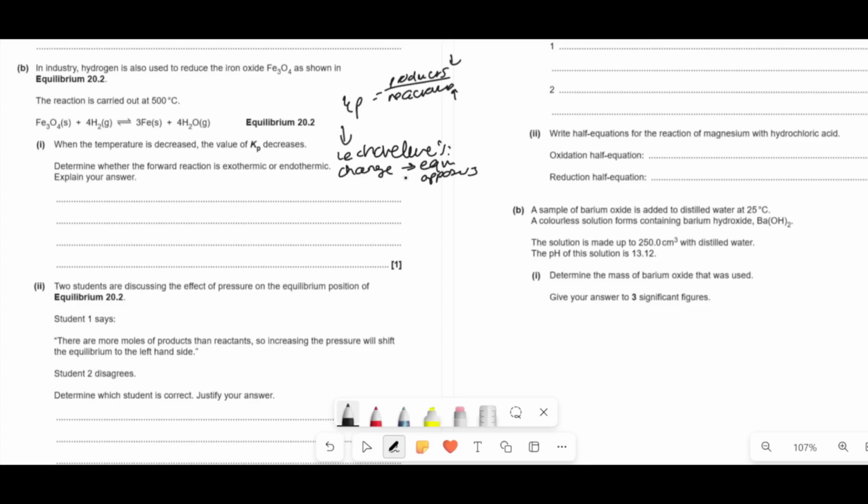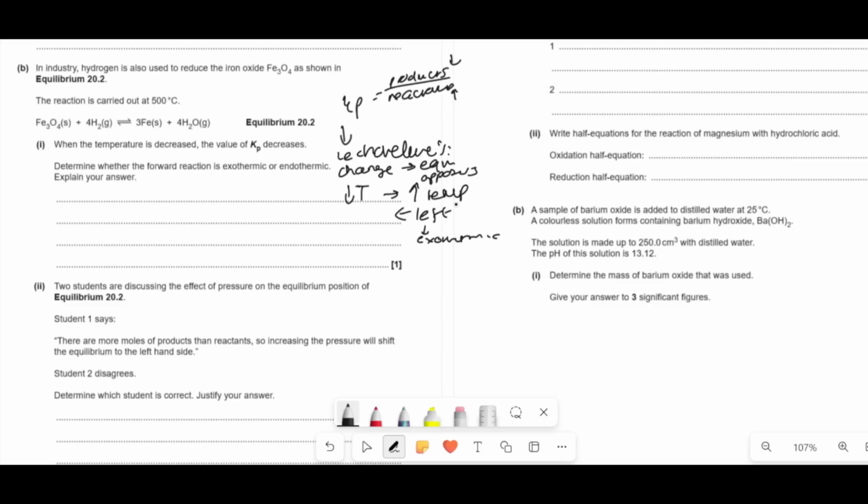So the change that they've made is they've decreased the temperature, and the change that it wants to make is to increase the temperature. So you decrease the temperature, it wants to increase the temperature. Now, it's told you that Kp goes down, so we've got fewer products, more reactants. So this means it's shifting to the left. If by shifting to the left it's increasing the temperature, the left must be the exothermic direction.